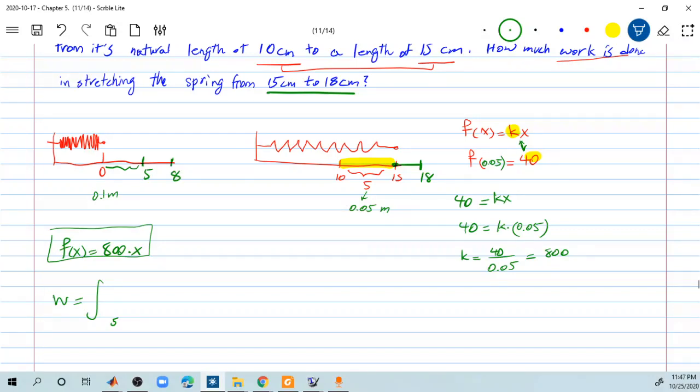It's supposed to be from 10 to 15, then 15 to 18. But if we assume the natural position at 0, then going to 15 would be going to 5, and 15 to 18 would be from 5 to 8. And again, since these are in centimeter, you should change it to meter. So from 0.05 to 0.08 of f of x dx. So work done from 0.05 to 0.08 of kx, which is 800x dx.